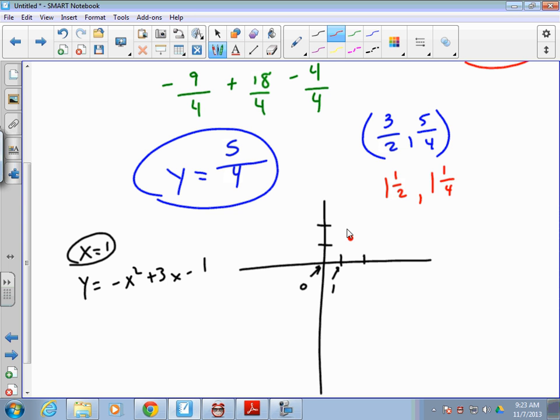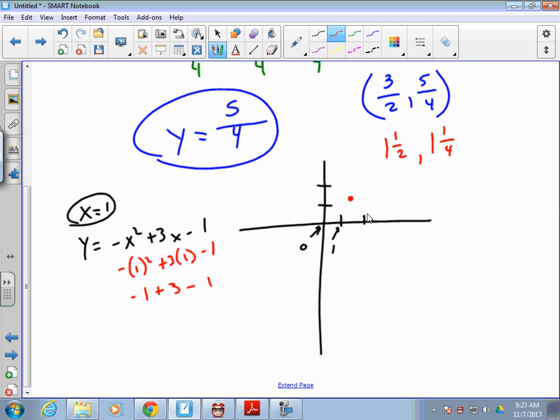You just plug in that value 1, so negative 1 squared plus 3 times 1 minus 1. This is 1, and then you bring down the negative, plus 3 minus 1. So you have negative 1 plus 3 is 2, and 2 minus 1, y's value is 1. So your point is going to be 1, 1. So that one's going to be here. You know that your axis of symmetry is at 1.5. So if you mimic it on this side, it'll be right here at 2, 1.